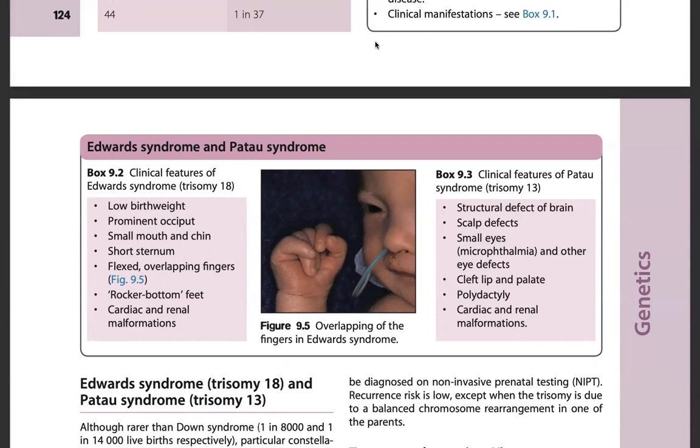Now the clinical features of Patau syndrome, that is trisomy 13: structural defect of brain, scalp defects, small eyes, microphthalmia, and other eye defects, cleft lip and palate, polydactyly, and cardiac and renal malformations.